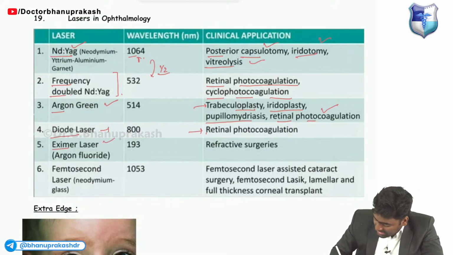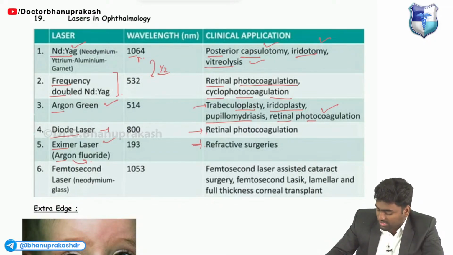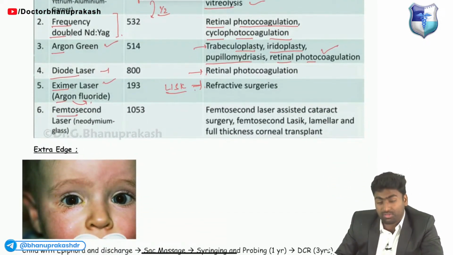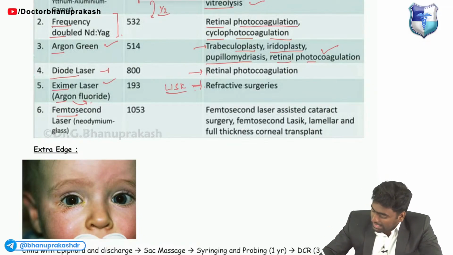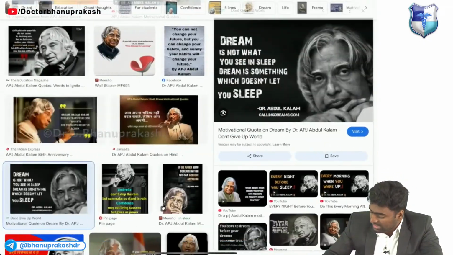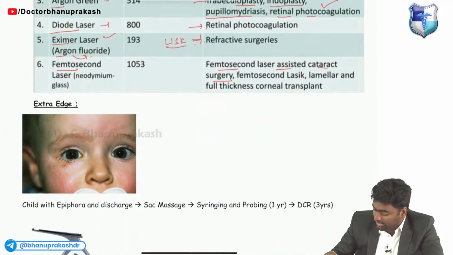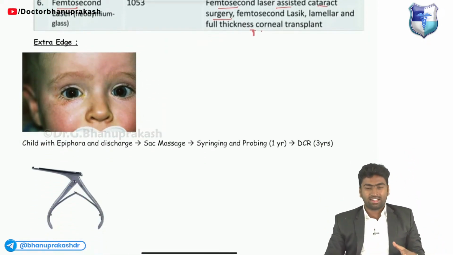And excimer laser, which is argon fluoride, not argon green, is the laser we use for refractive surgeries. We call them LASIK, so LASIK surgery will use the excimer laser. Then the femtosecond laser we use for cataract surgery. We call it femtosecond laser assisted cataract surgery, and in LASIK also we can use this one. That's it for most of the cases, and we'll see just a few exercises and wrap it up.